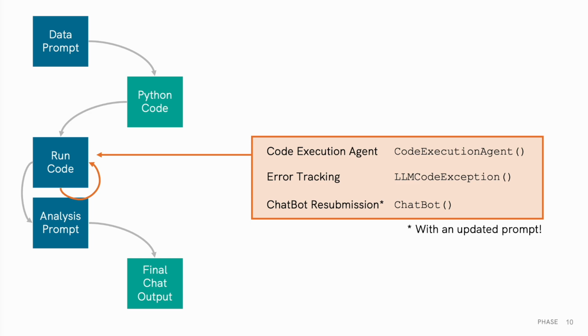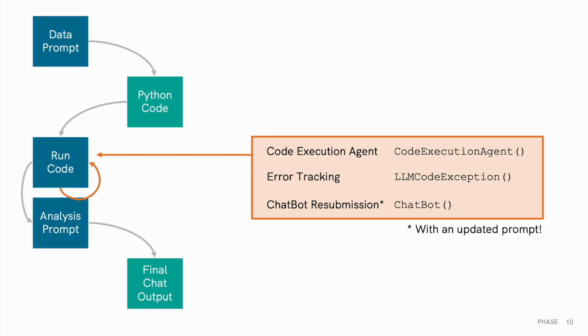There are a few really specific things here that PhaseLLM allows you to do. The first is we have a code execution agent. This takes the actual Python code that was generated and runs it locally. We also track the errors here if there are any. Hopefully there won't be any errors, but you never know. And when it comes to error tracking, we have an LLM code exception class that we've written, and this provides information that allows us to update prompts or resubmit them in different ways.